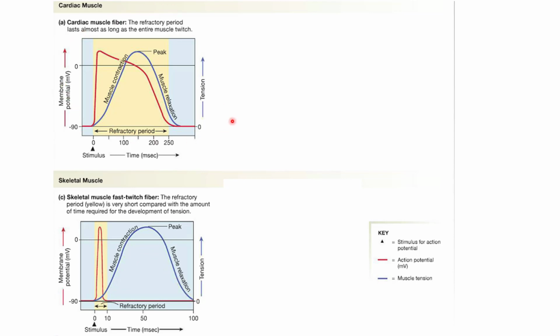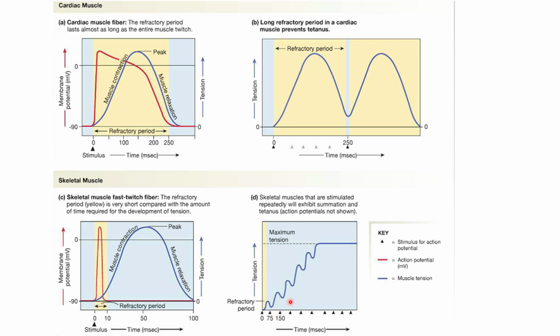Now, in the myocardial, so in the cardiac muscle fibers, because of that plateau stage that we have, it increases the refractory period to where that refractory period pretty much aligns with our muscle contraction and relaxation phases. So why is that important? What does that mean? Well, in skeletal muscle, we could have another action potential right here, which would be followed by another muscle contraction, and we can have summation, right? So we'd have summation in our muscle, and we could reach tetanus.